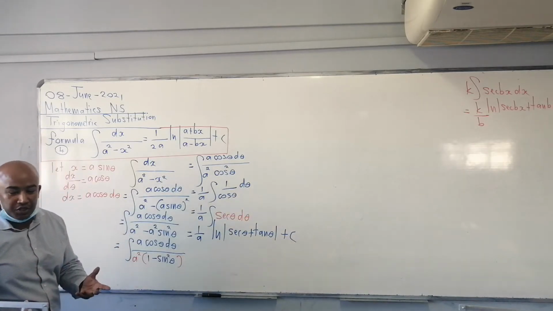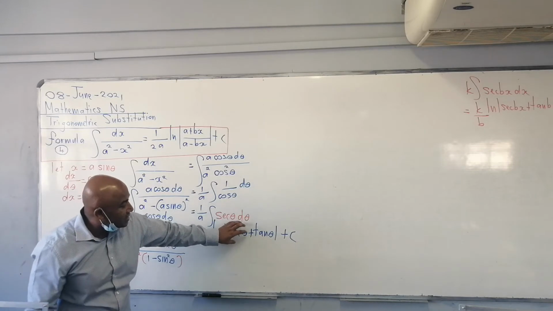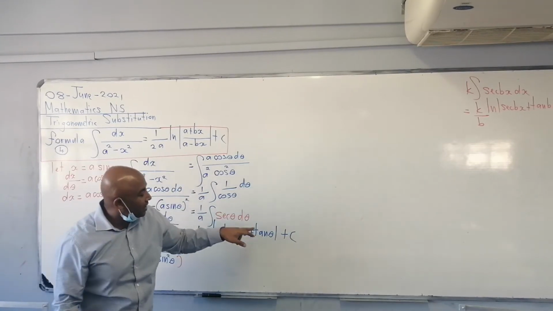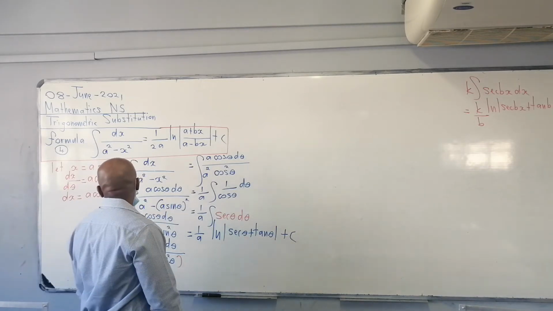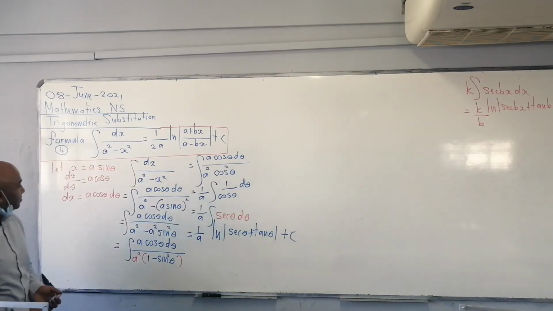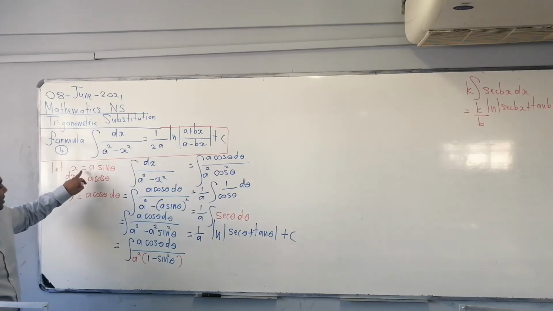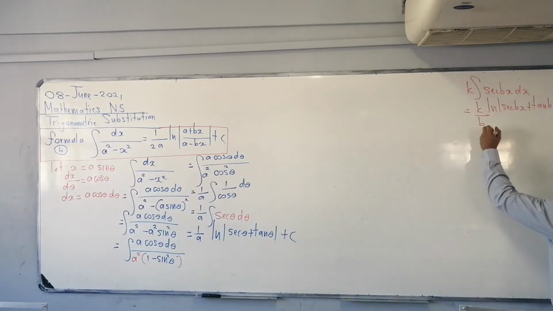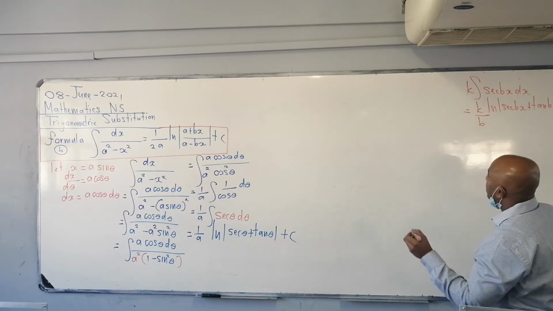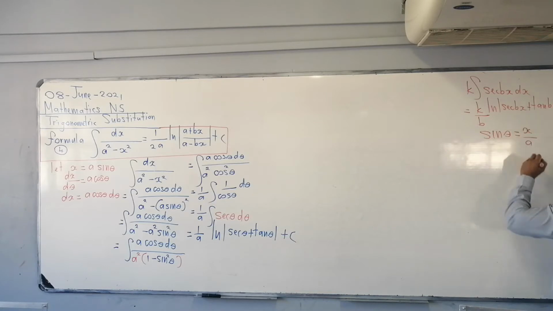Remember, I used a substitution. I let x equal a sine theta. So now I need to get sec theta back in terms of x and tan theta in terms of x. So how do we do that? If we go back to our original substitution, then x is equal to a sine theta. So sine theta is equal to x over a.